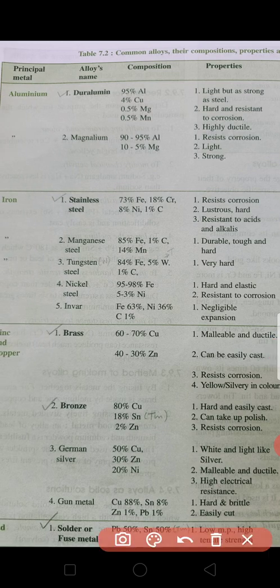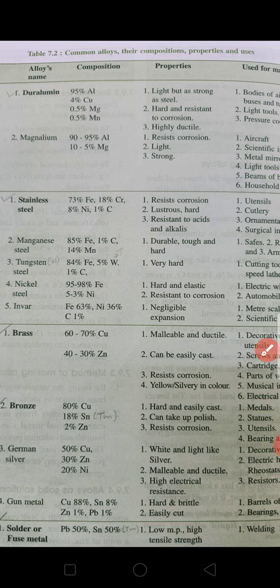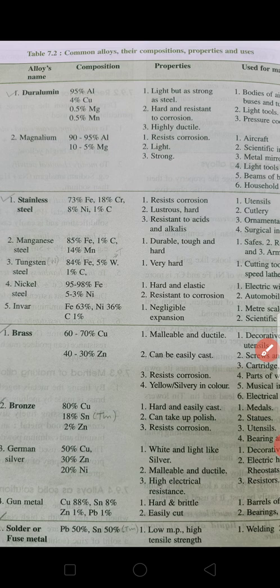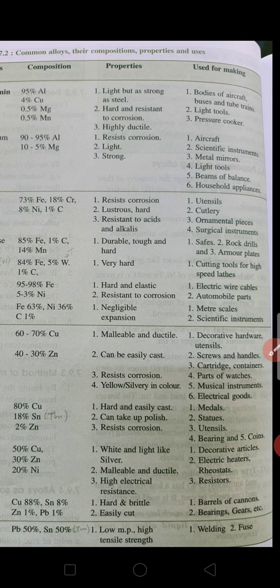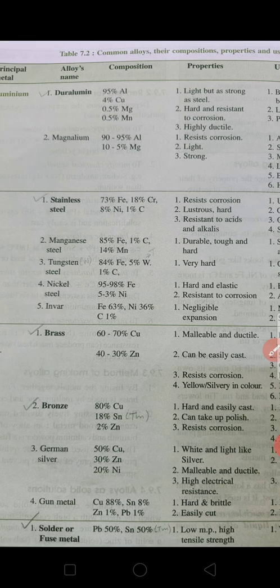Next alloy we have to study is bronze. Bronze is an alloy of copper, tin and zinc. Copper is 80%, tin is 18% and zinc is 2%. And children, the property of bronze is that it is hard and easily cast, can take up polish, and it resists corrosion. So it is used in making medals, statues, utensils, bearings, and it is used in making coins also.